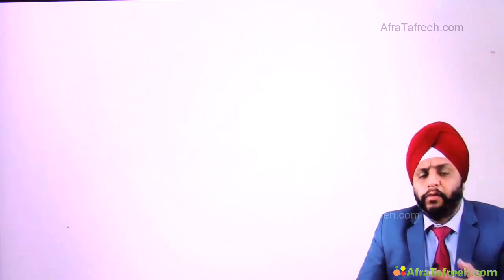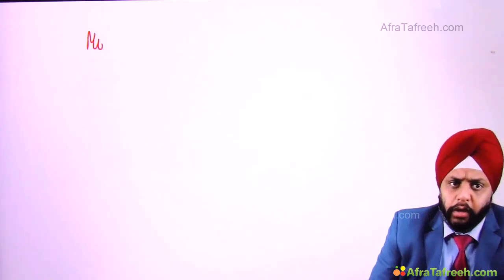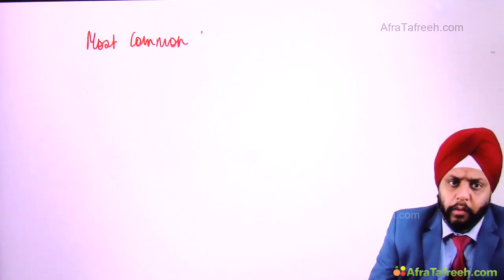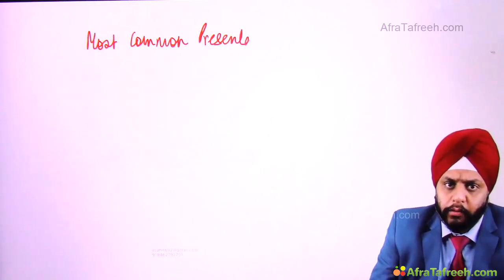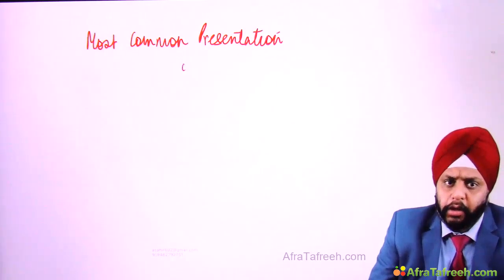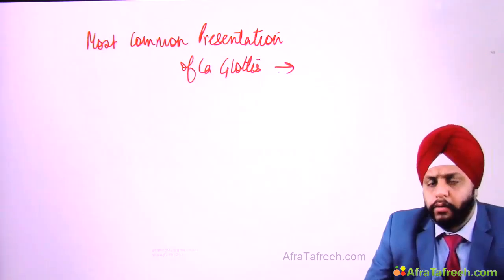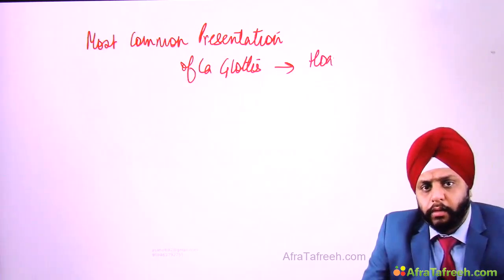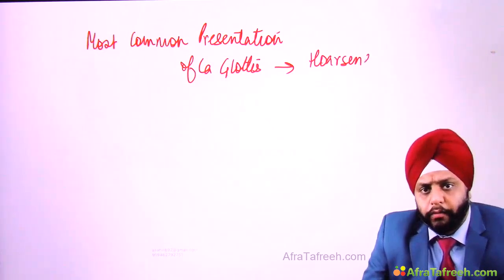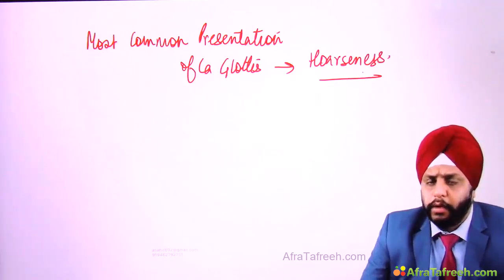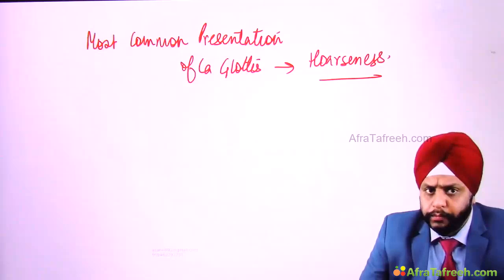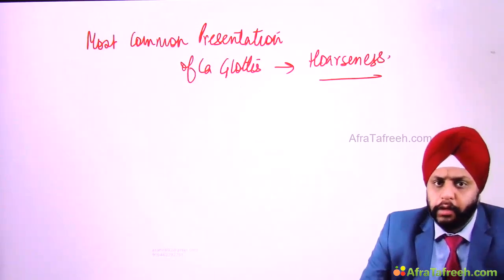Okay, now let's come back to CA larynx. So we discussed the most common site is CA glottis. Okay, so the next question is, what is the most common presentation for CA glottis? The most common presentation of CA glottis is hoarseness. Remember, anything on the vocal fold produces hoarseness. The voice becomes rough, coarse, hollow. Right? So the most common presentation of CA glottis is hoarseness.